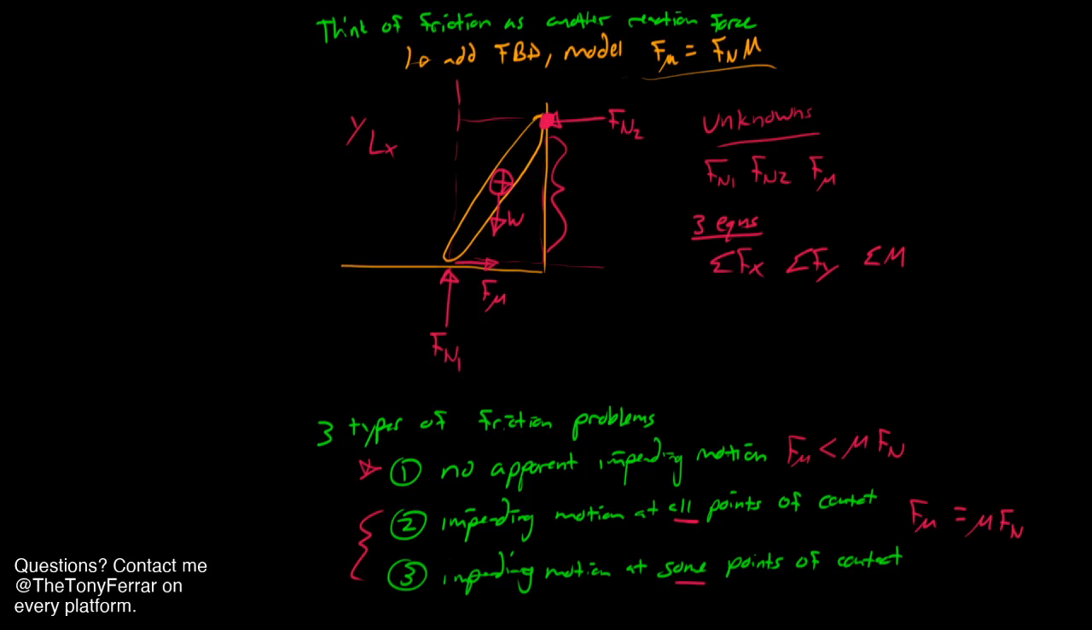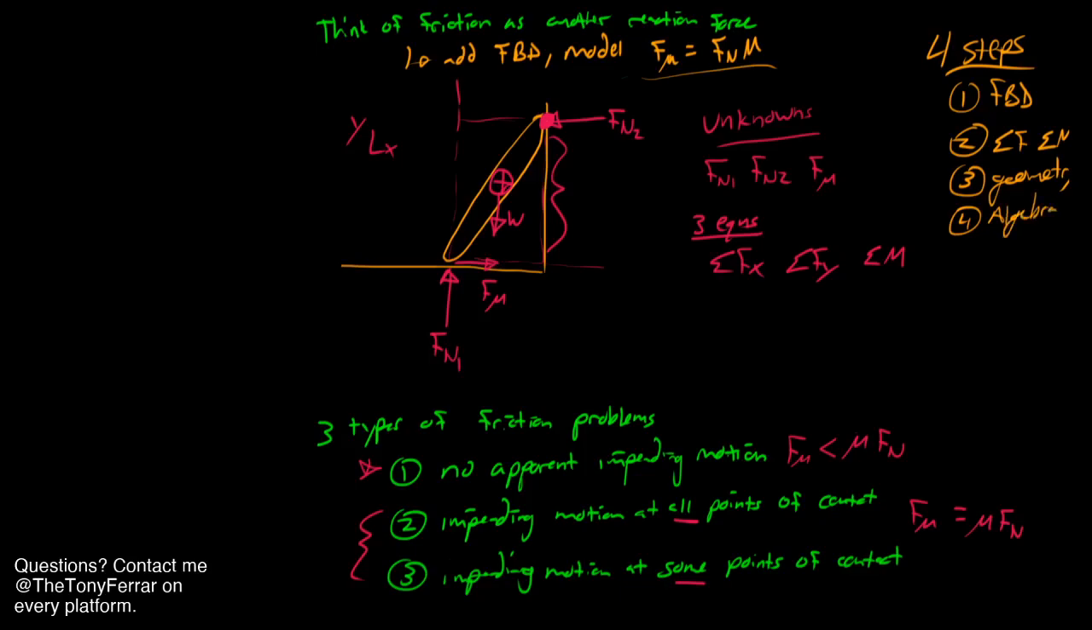Keep in mind also that when you're doing these, really we're just adding one model equation to the mix. In other words, we're always going to solve problems using the same four steps. We're going to start by drawing a free body diagram, and that's going to include friction at the faces where it makes sense to include it. Next, we're going to perform our force balances and our moment balances. From there, we're going to discover that we have some geometry that needs to be done. This is where we resolve forces into their components. And lastly, we have some algebra usually to do to solve for the unknown that we're interested in.